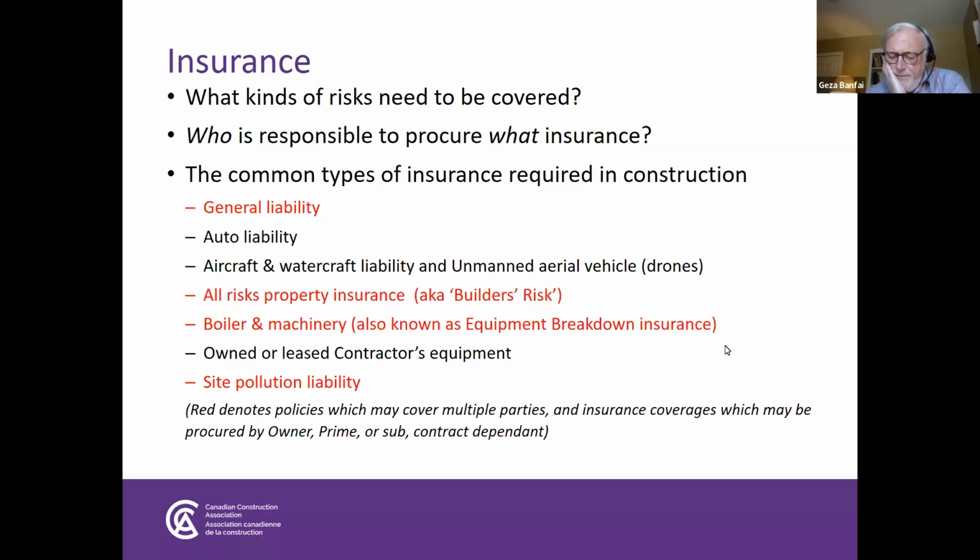So slide number 1 kind of asks the question: what kinds of risks need to be covered by insurance, presumably, to the degree possible? Who's responsible to procure what insurances? And the balance of the slide is a little bit of a drill down in those two respects. So maybe I'll start to talk a little bit about what risks need to be covered and who's supposed to be covering them. So essentially, without this being an insurance 101, it is important to drill down a little bit.